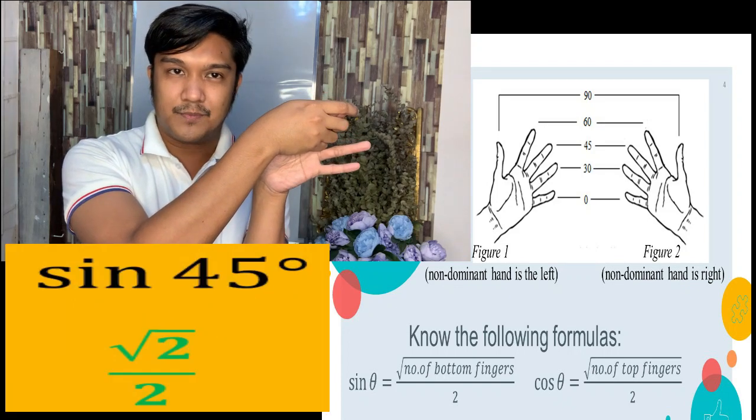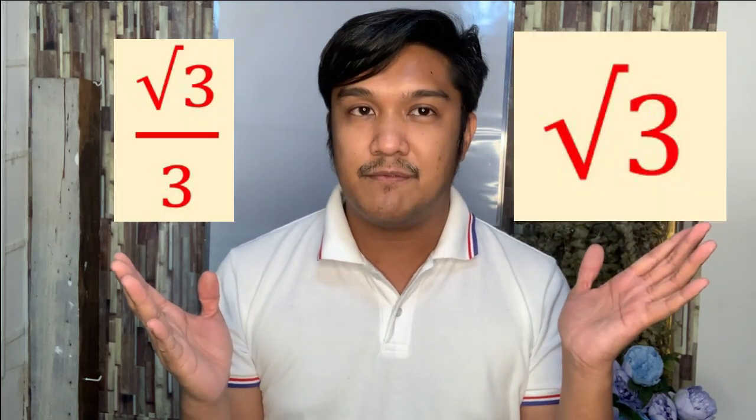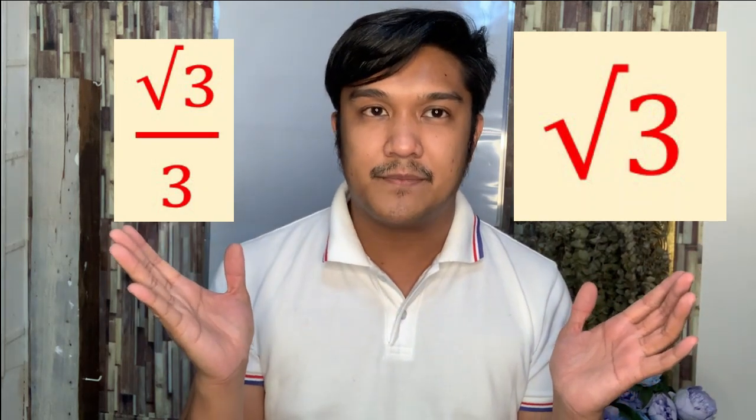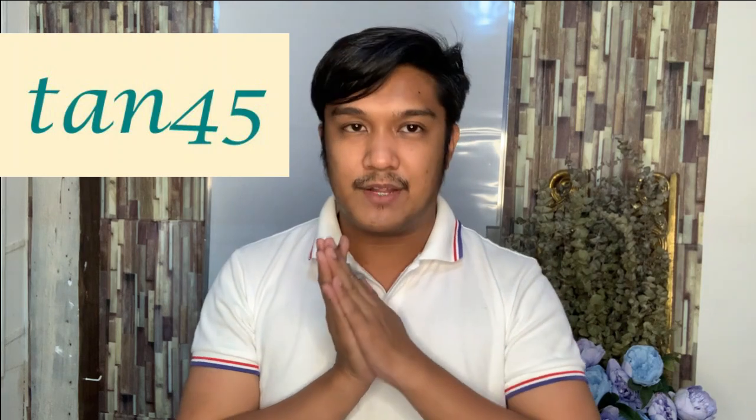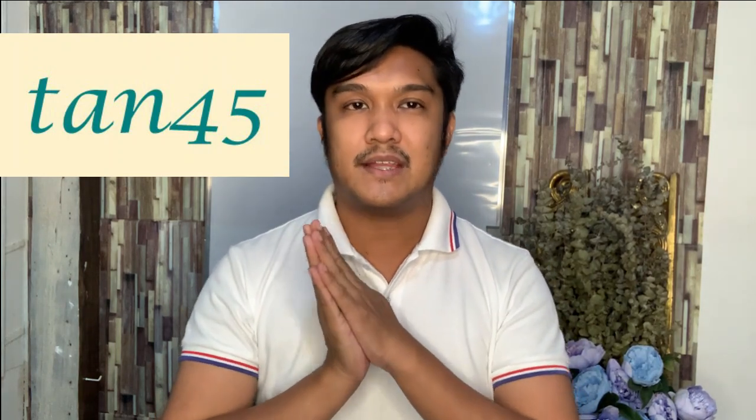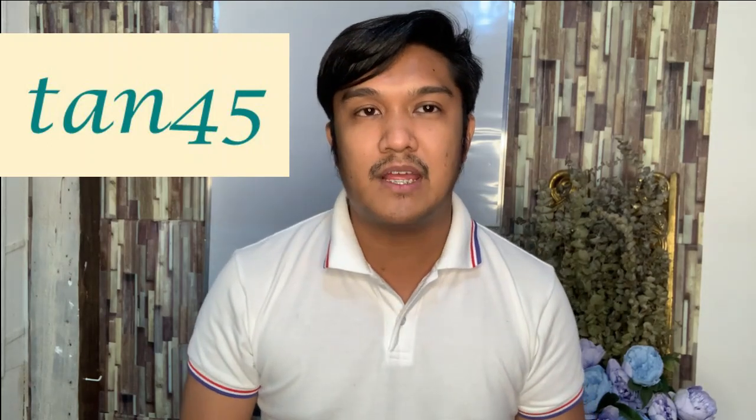In identifying tangent of special angles, let's always keep in mind that 30 degrees is always smaller than 60 degrees. Therefore, between square root of 3 over 3 and square root of 3 itself, the one that is smaller is square root of 3 over 3. Therefore, tangent 30 degrees is always square root of 3 over 3, and tangent 60 degrees is square root of 3. How about tangent 45 degrees? It is easy because since it is an isosceles triangle, tangent 45 degrees always gives us a value equal to 1. I hope you have learned something about our lesson for today.